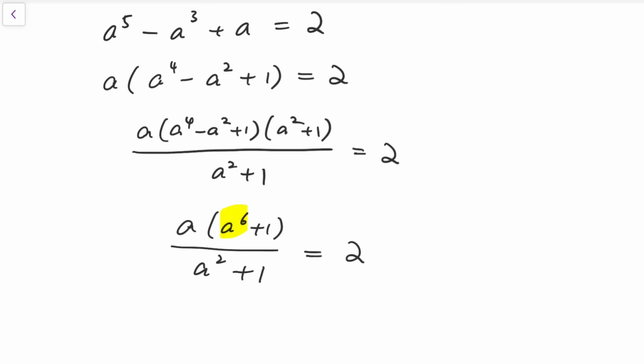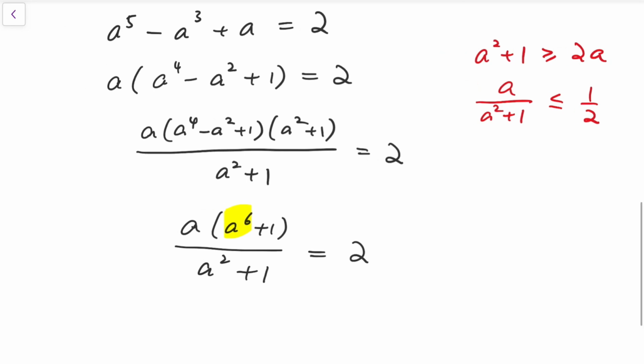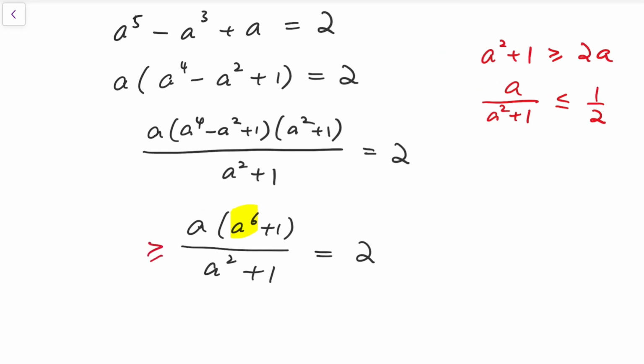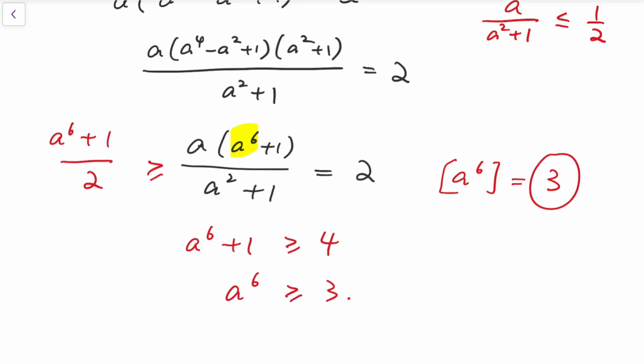Now to establish some inequality on a to the power 6, we can try to do something on the other terms, a and a squared plus 1. Notice that a squared plus 1 is at least 2a. We can tell this because a minus 1 all squared is always non-negative. So that means a over a squared plus 1 is less than or equal to 1/2. So from this, I can say 2 is less than or equal to a to the power 6 plus 1 all divided by 2. So that means a to the power 6 plus 1 is at least 4, and that means a to the power 6 is at least 3. And that means we can rule out the possibility that the floor function equals 2, and our final answer is 3.